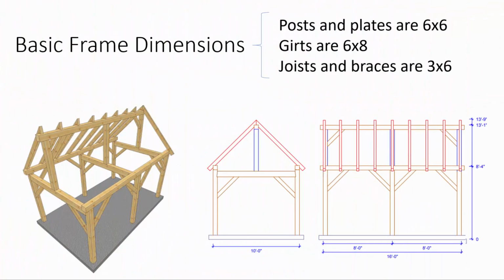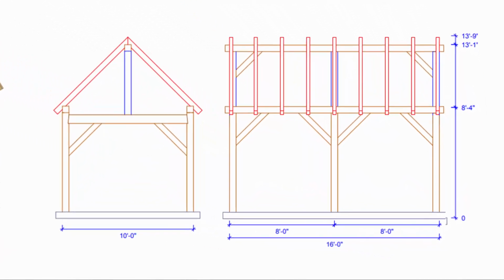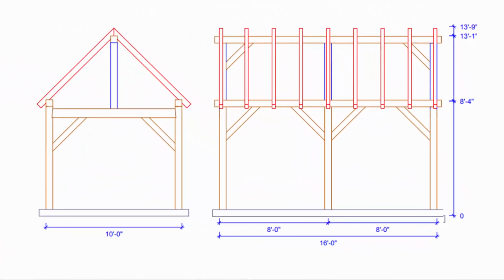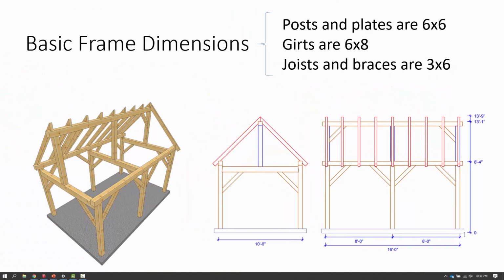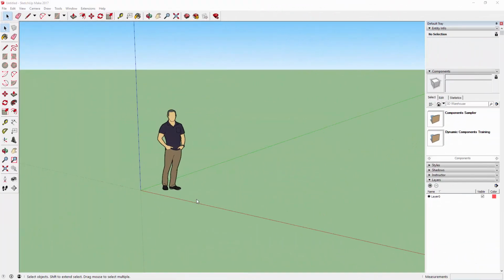Now with any design, you've got to start with an idea of what it is you're trying to create. This sketch gives the basic dimensions of the frame we're going to make here. It's made up of 3 bents that are 10 feet wide, and the whole building is 16 feet long. It's made up of 6x6, 6x8, and 3x6 timbers. Keep these basic dimensions in mind as we now move into SketchUp.